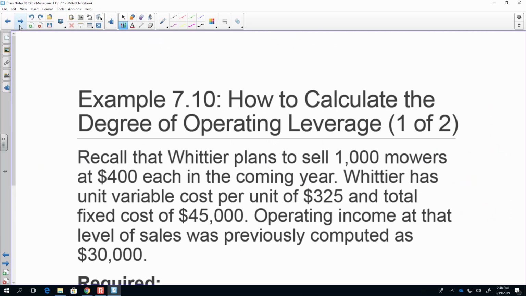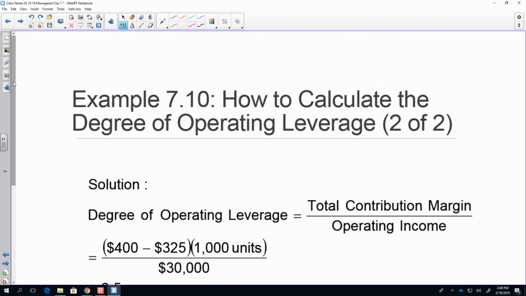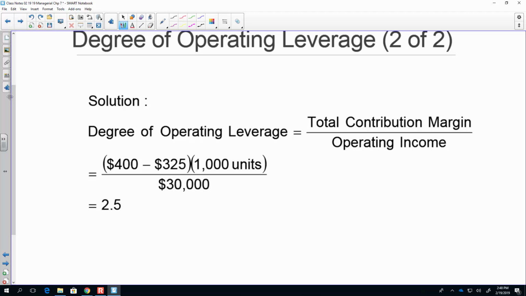So, example 10 helps us with this degree of operating leverage computation. We're taking our margin in dollars over our operating income in dollars to come up with a number. Our DOL is 2.5. So not terribly risky, but somewhat. Now we use that number in example 10.